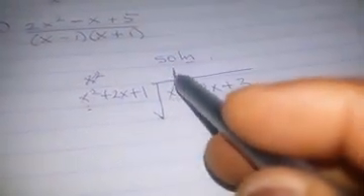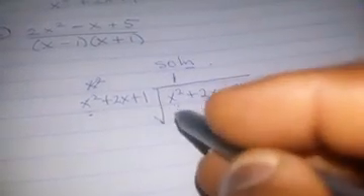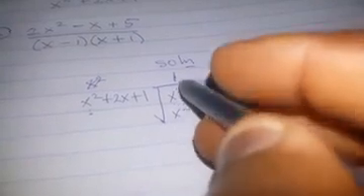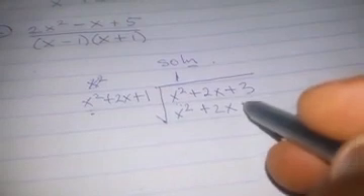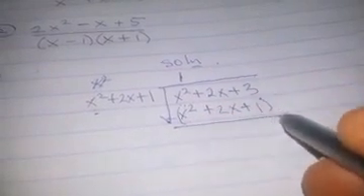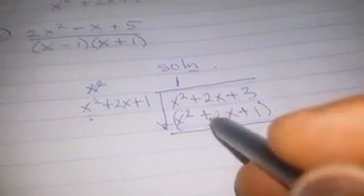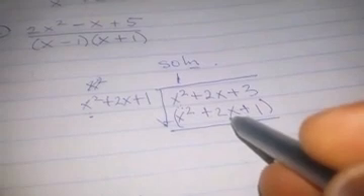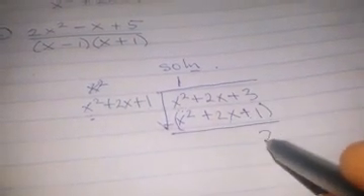Then we'll multiply 1 by all the numbers here. So 1 times x squared gives us x squared, 1 times 2x gives us 2x, and 1 times 1 gives us 1. And of course, you know what we do here, we subtract. So x squared minus x squared is 0. 2x minus 2x is 0. Then 3 minus 1 is 2.